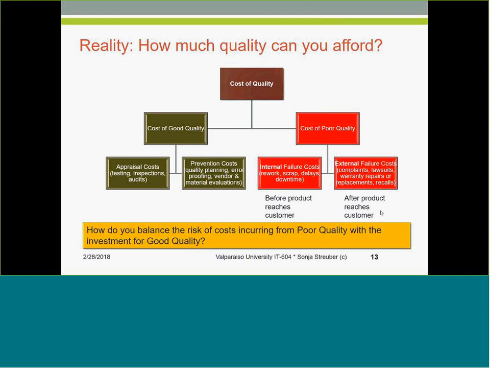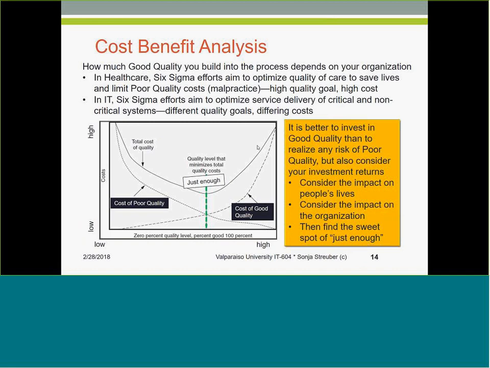This also means that you really have to understand prevention costs are a much more valuable investment at this point, because you really want to prevent any accidents from happening that will impact the cost of poor quality here. The question is, well, how much do you spend on this cost of good quality, right?